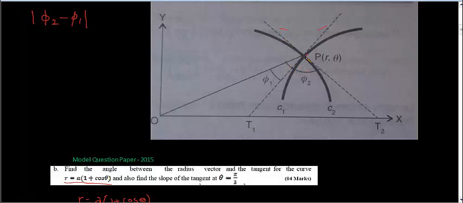We draw a tangent at the point of intersection. This here, P, is the point of intersection. We need to draw two tangents, T1 for curve C1 and T2 for curve C2. What is the angle of intersection between these two tangents? That is phi 2 minus phi 1. What is phi 1? It is the angle between the radius vector OP and tangent T1, and phi 2 is the angle between the radius vector OP and tangent T2. If you subtract phi 1 from phi 2 or phi 2 from phi 1, we get the angle between the two tangents.